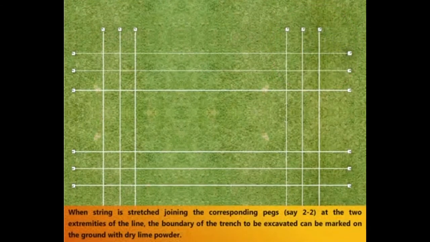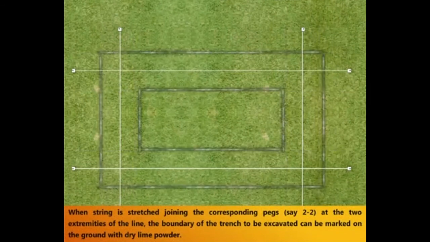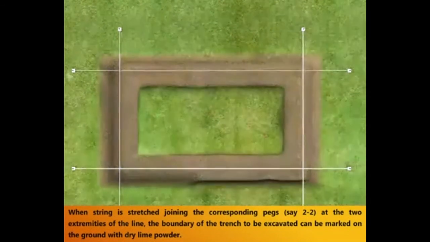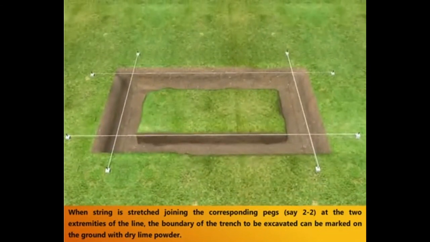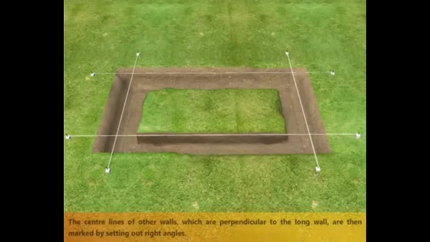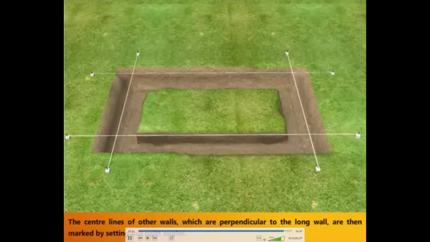When string is stretched joining the corresponding pegs, that is, two to two at the two extremities of the line, the boundary of the trench to be excavated can be marked on the ground with dry lime powder. The center lines of other walls, which are perpendicular to the long wall, are then marked by setting out right angles.